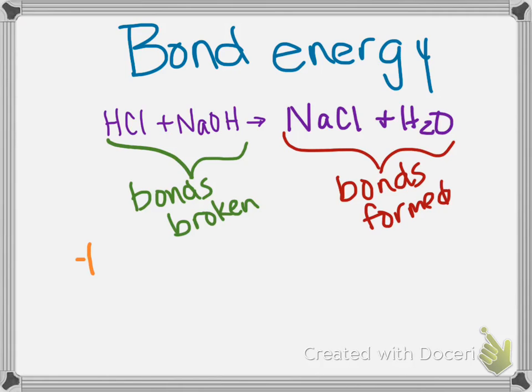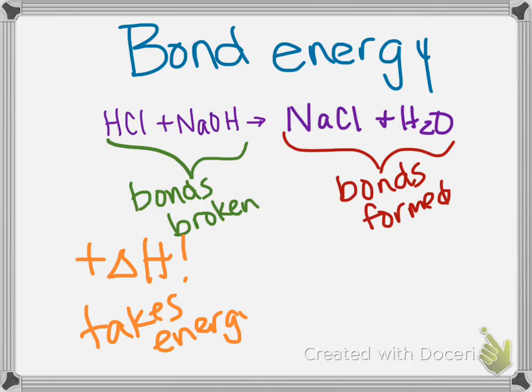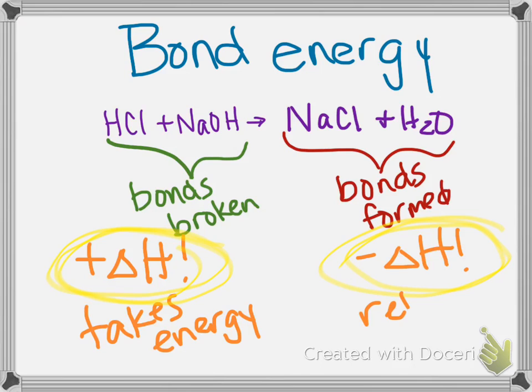Now all of that is associated with a change in energy. This is the most important thing that you need to know here: it takes energy to break bonds, and it releases energy when we make bonds. So this positive delta H and this negative delta H are very, very important, and that's on the front side of your packet as well. So a positive delta H is associated with broken bonds, and a negative delta H is associated with bonds formed.